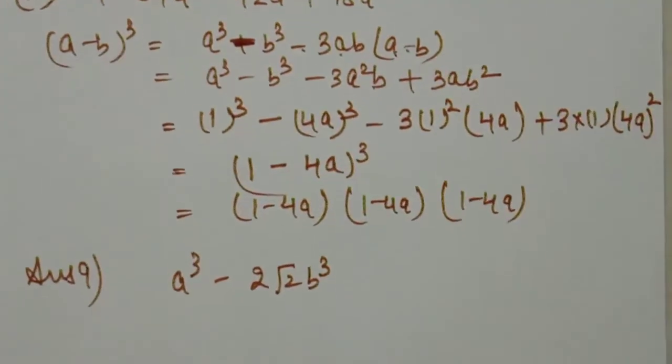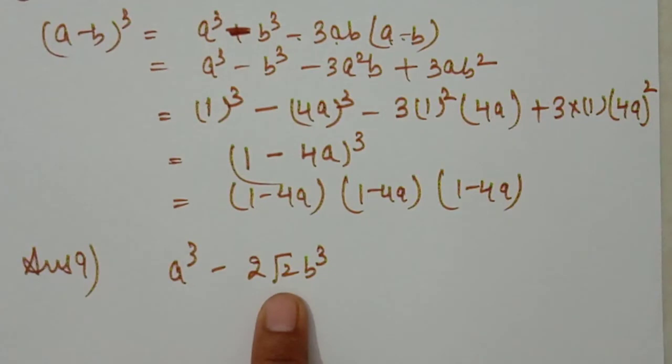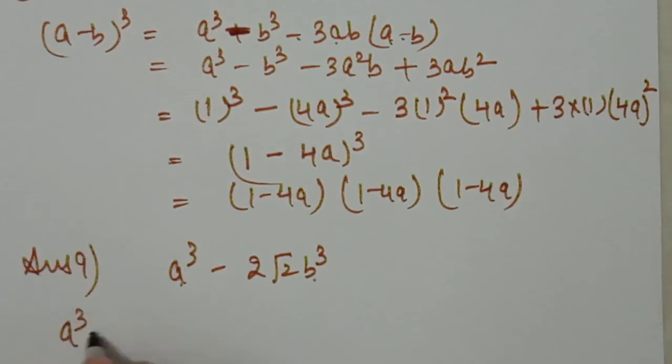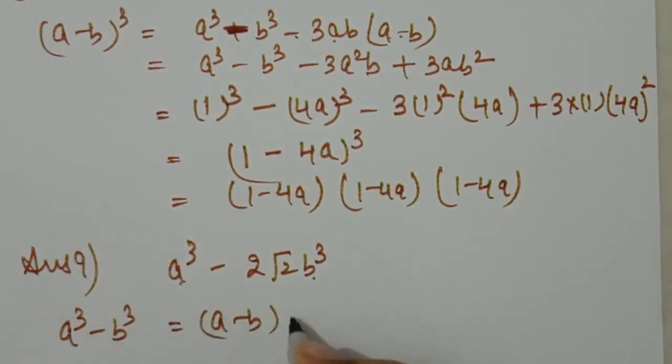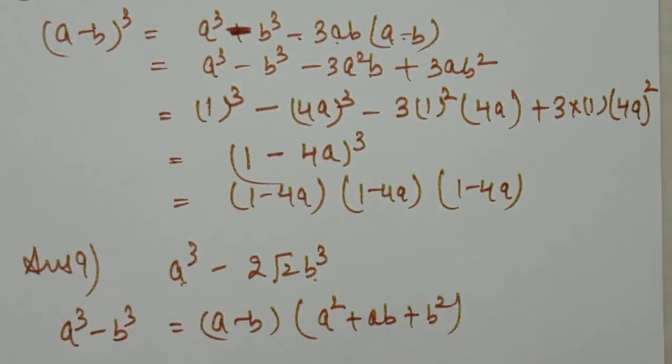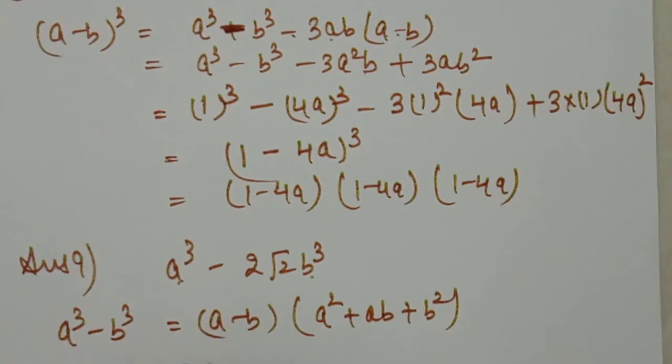So student, this is your question number 9. You have to factorize this given question. So identity is clearly visible, a cube and b cube. We know that a cube minus b cube is (a minus b)(a square plus ab plus b square). This is your identity. So we only replace the values. First of all, we know what is the value of a, what is the value of b.